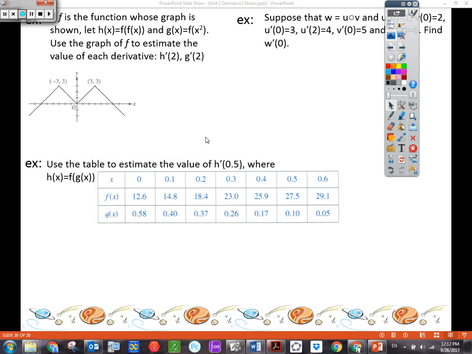Okay guys, let's take a look at our lesson for today. This is day 2 of chain rule. So you're like, oh, we get to do chain rule more? Yes, we get to do some more chain rule.